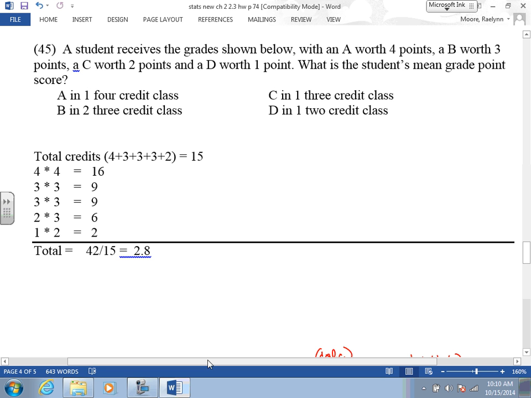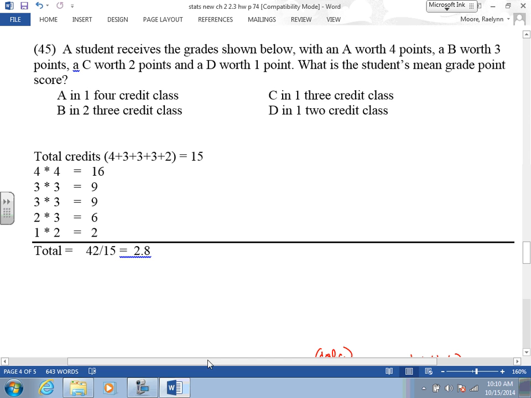So you're taking your total credits altogether. You had 15 credits altogether. A 4, 2 3s, 1 3, and a 2. 15 credits altogether. So now you take your A, which is worth 4, times your 4 credits. You take your B, which is worth 3, times your 3 credits twice.